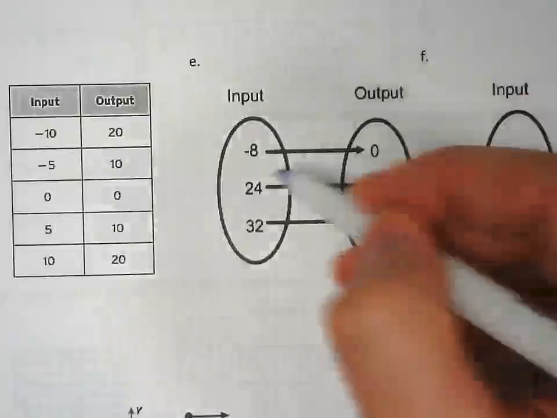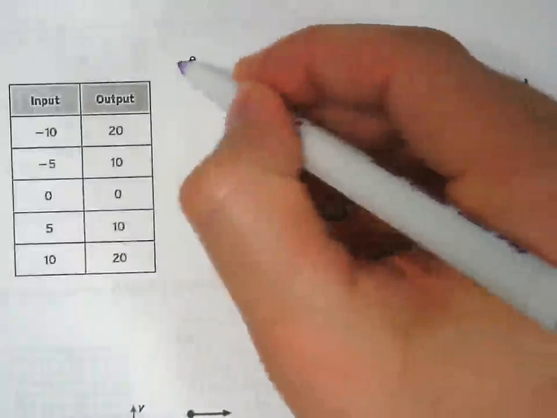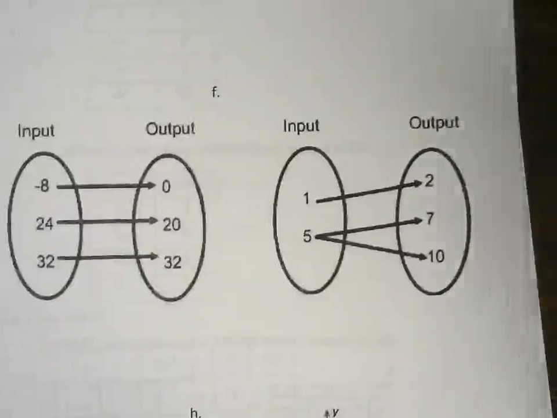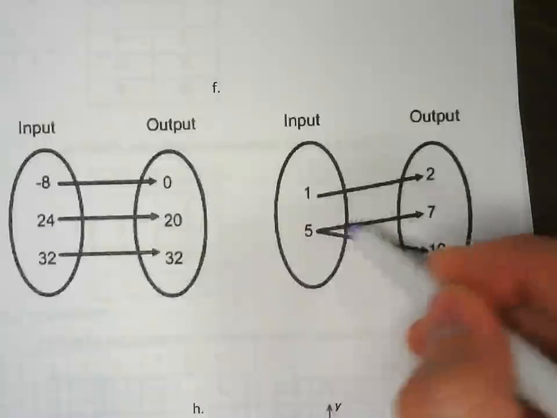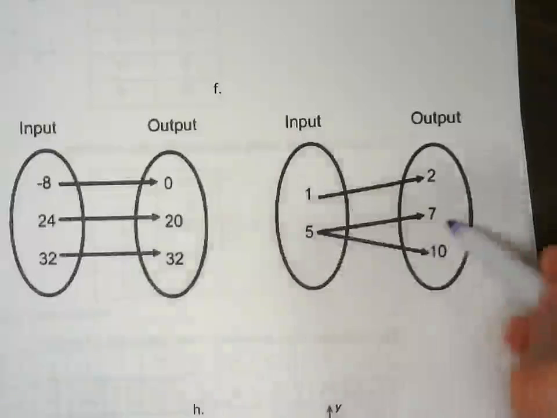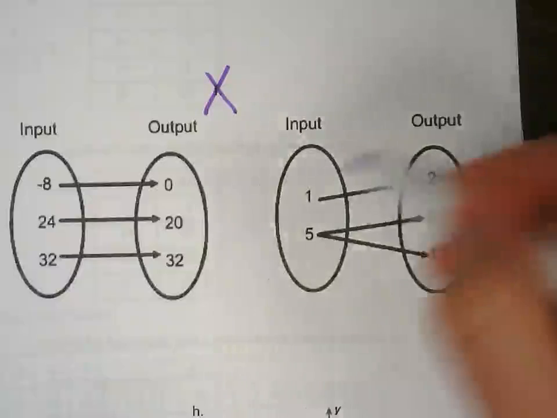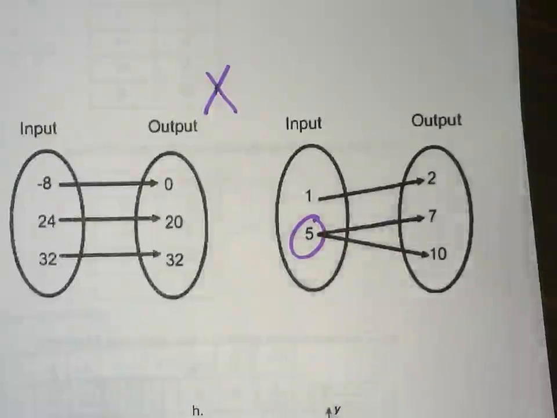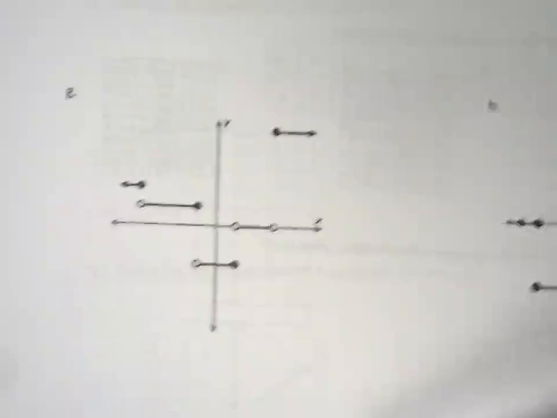If you look at E, every input has one output. So that is a function. Perfect. If you look at F, notice we have a 1 and 5 here. 1 goes to 2, but 5 goes to 7 and 10. So this 5 has multiple outputs. That's no good. So it is not a function. This one is not a function because of this 5 going to multiple outputs. Remember, every input has exactly one output.